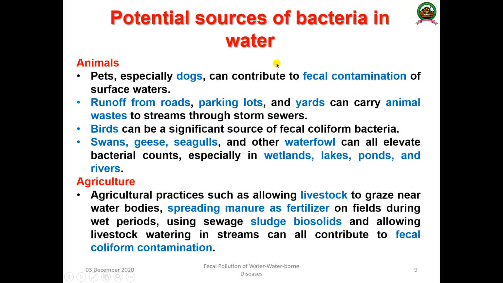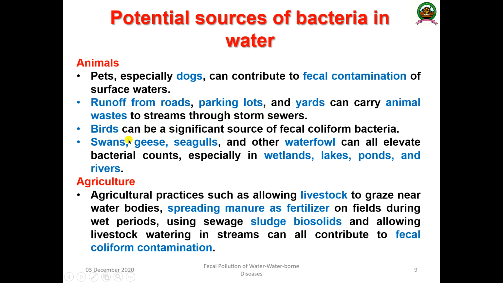Then the next potential source is animals. We know that pet animals like cats and dogs can contribute a lot of excreta, fecal contamination, to the surface water. Similarly, runoff from roads: a lot of waste material is trapped on the roadside, and once the rain comes, all that waste material will be released into the water. Similarly, parking lots or yards can carry animal waste to streams through the storm sewers.